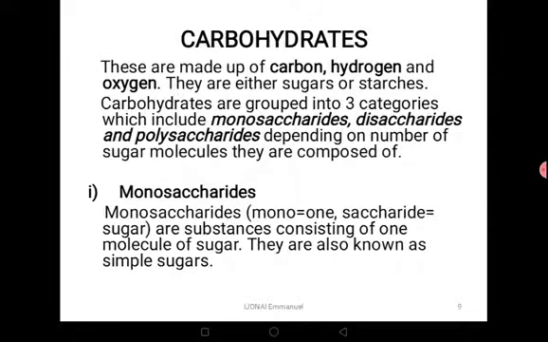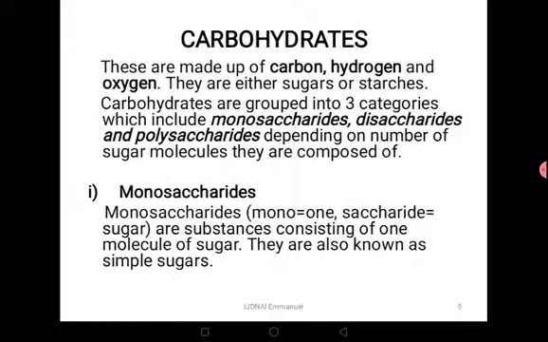The first one we said was carbohydrates. And remember, in the categories of food, we had said that carbohydrates are also called energy-giving foods. Well, let's look at them now in much more detail. So these are made up of carbon, hydrogen, and oxygen. So when you look at their chemical composition, you realize that they contain majorly 3 elements. The element called carbon, the element called hydrogen, and then oxygen. And they are either sugars or starches.